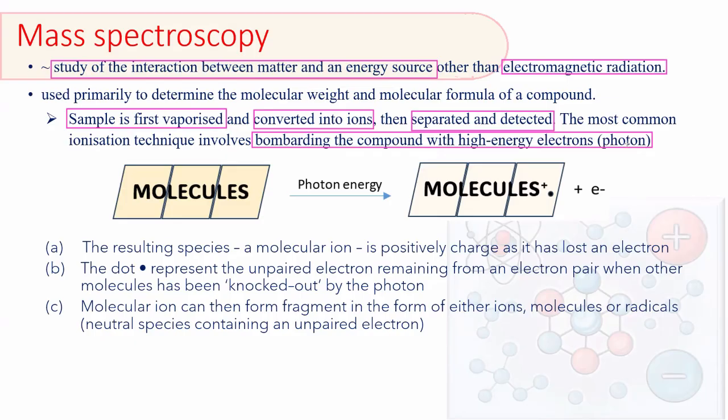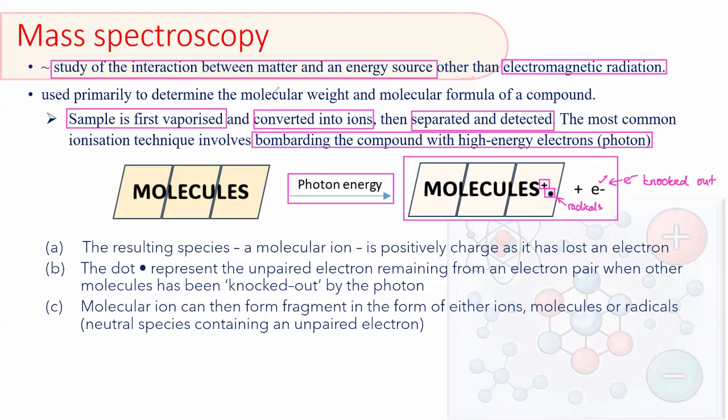known as photons. So for example, if we have a molecule here where it is bombarded with photon energy, it is first ionized to become a molecular ion as shown here with a positively charged ion and even sometimes radicals. So this one is what we call as radicals here, with an electron knocked out by this photon energy. So the resulting species, which is the molecular ion, is positively charged as it has lost an electron.